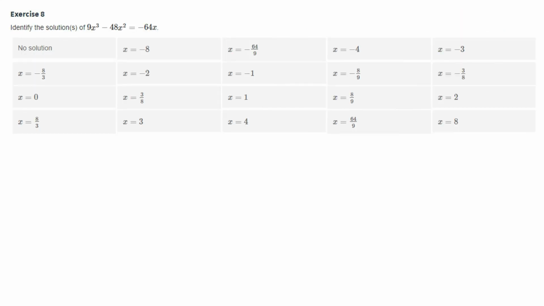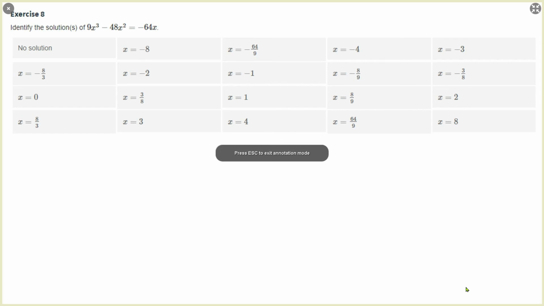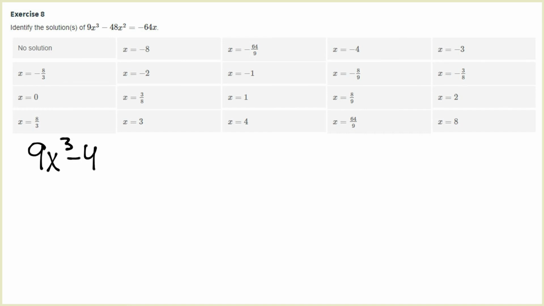On this problem, they want us to find the solutions to the equation 9x to the third minus 48x squared equals negative 64x. This problem needs to be put into standard form. So I'm going to add 64x to both sides, and when I do that, I will have 9x to the third minus 48x squared plus 64x equals 0.